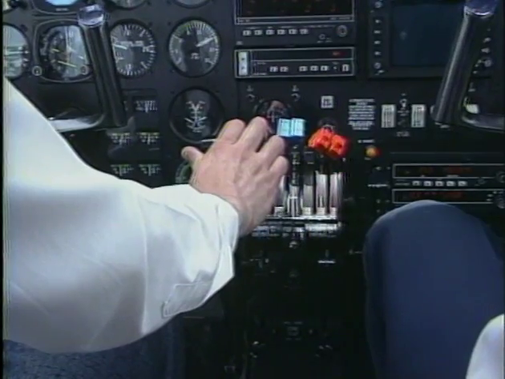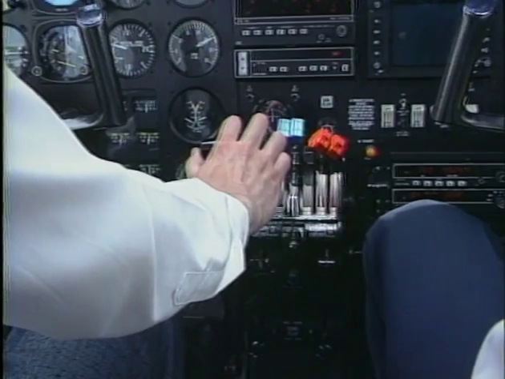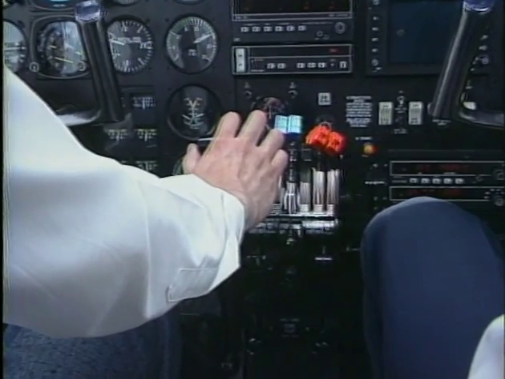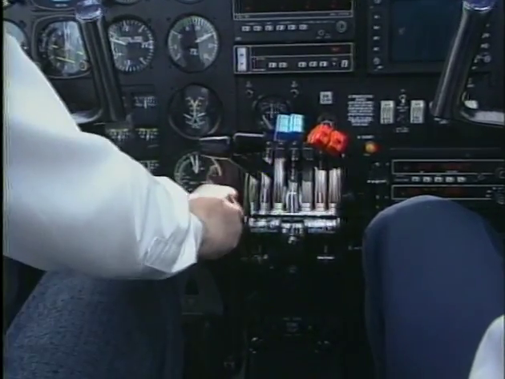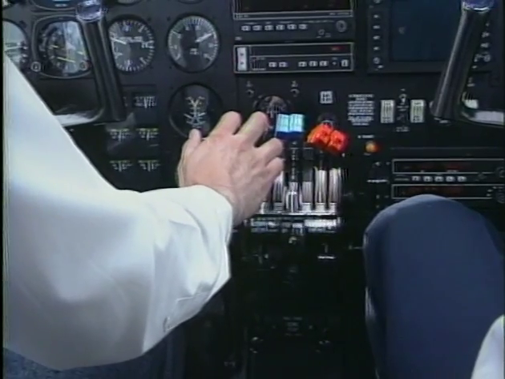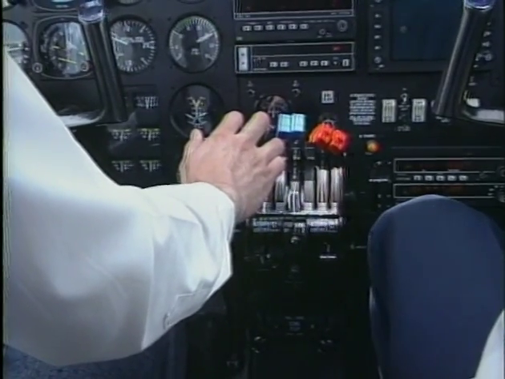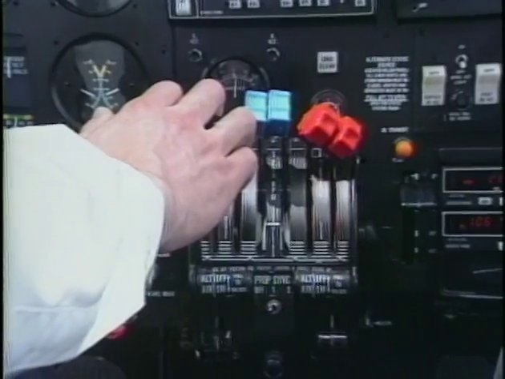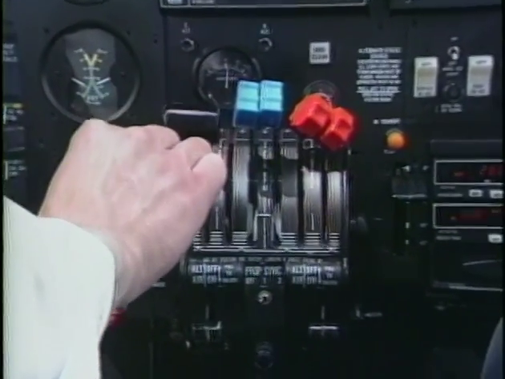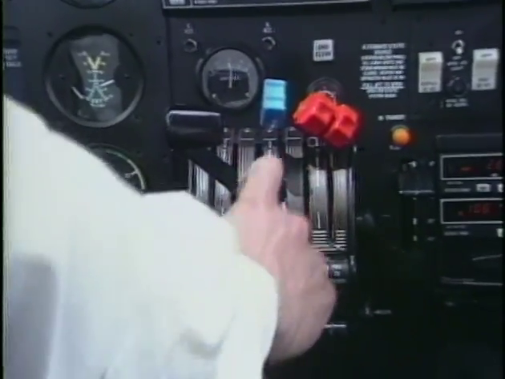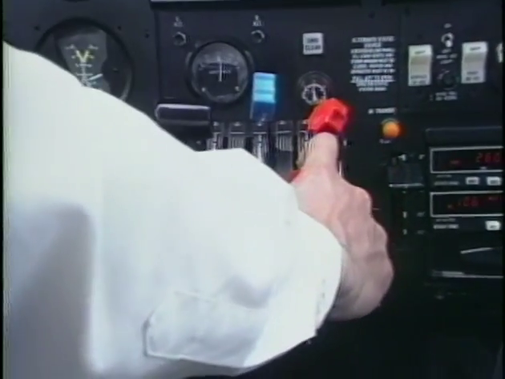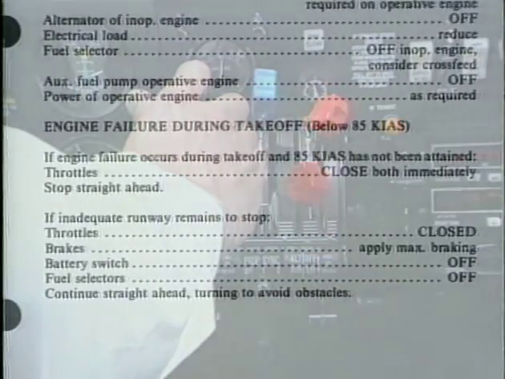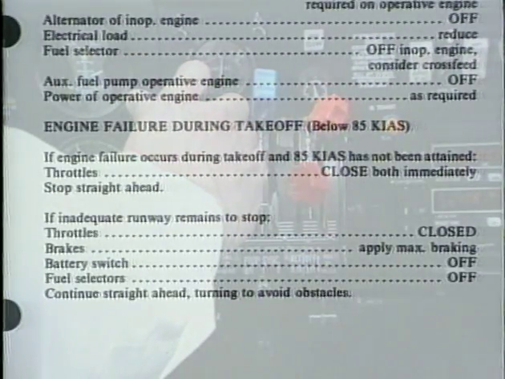Make sure the engine controls are set for maximum power, and once you have a positive rate of climb, reduce drag by retracting the gear and flaps according to the manufacturer's recommendations. Make sure you've identified and verified the failed engine, and shut it down. Remember that this procedure is only a typical example. You must perform the exact sequence of steps given in the pilot's operating handbook.